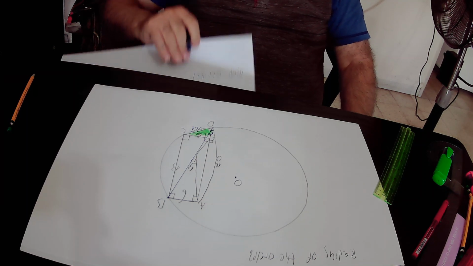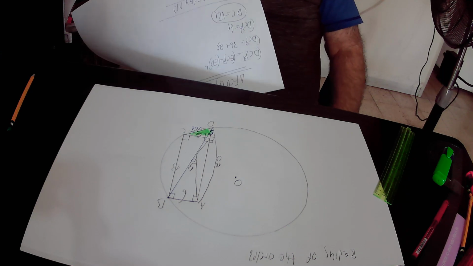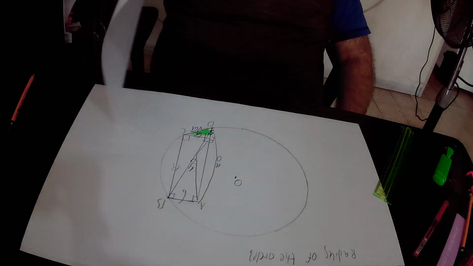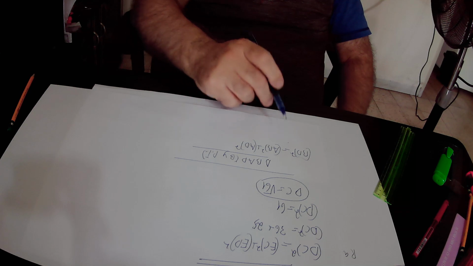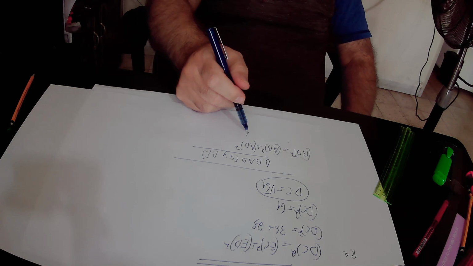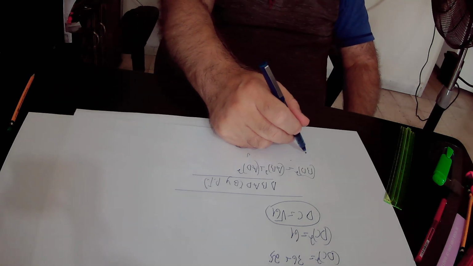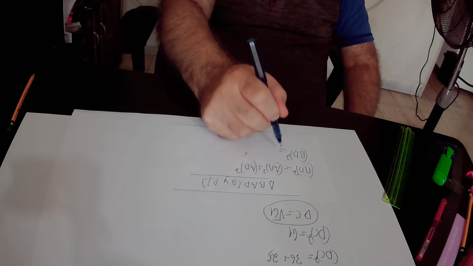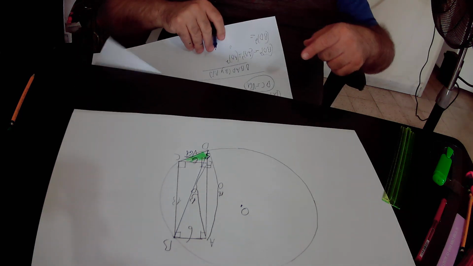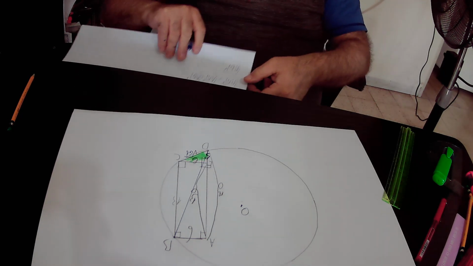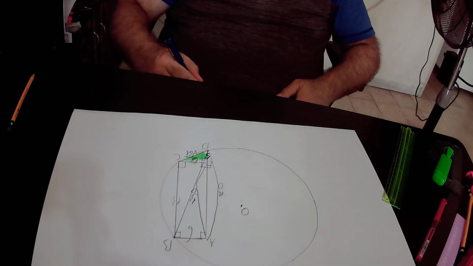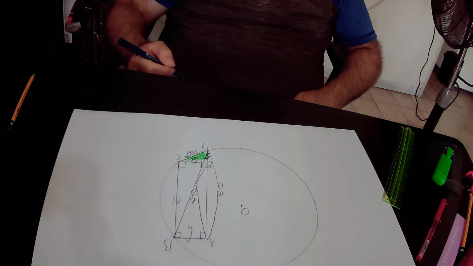Repeat again, according to the Pythagoras theorem, in the right triangle ABD, BD squared equals AB squared plus AD squared. So BD squared, that is the square of the hypotenuse in the right triangle ABD, must be equal to AB squared. AB equals 6, therefore AB squared equals 6 squared, that is 36, plus AD squared.